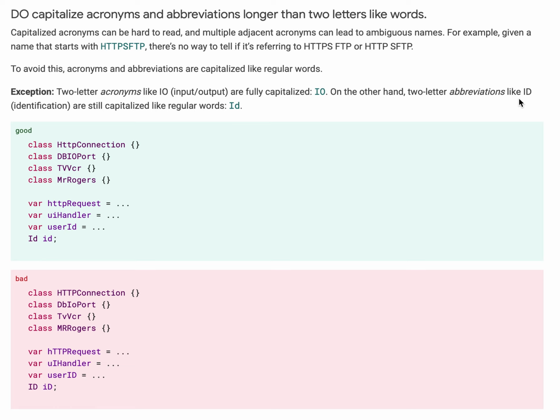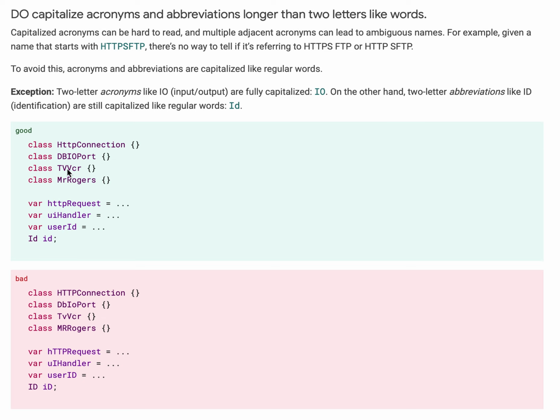However, the ID is an abbreviation for identification, similar to doctor's abbreviation is DR. So that will be written like that. So DB and IO are both acronyms. So 2-letter acronyms we are fully capitalizing. So D capital, B capital, I capital, O capital. That is the right thing. And D, small b, I, small o is the wrong thing.